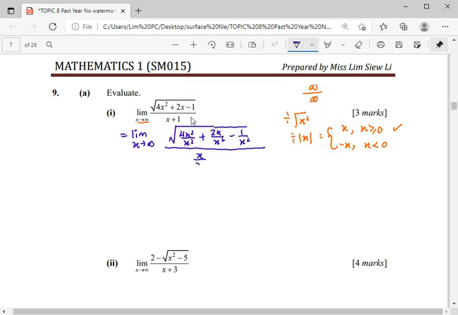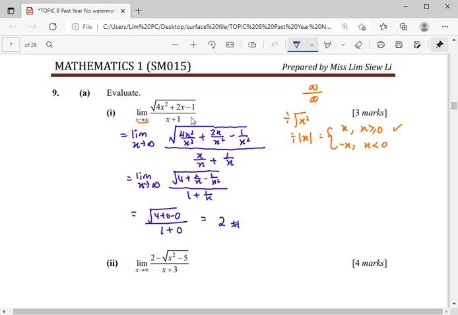So for x here, we divide by positive x. Then we simplify our function. It will be the square root of 4 plus 2 over x minus 1 over x squared, over 1 over x. Then we substitute our infinity. It will be the square root of 4 plus 0 minus 0, over 1 plus 0. So it equals an answer of 2.